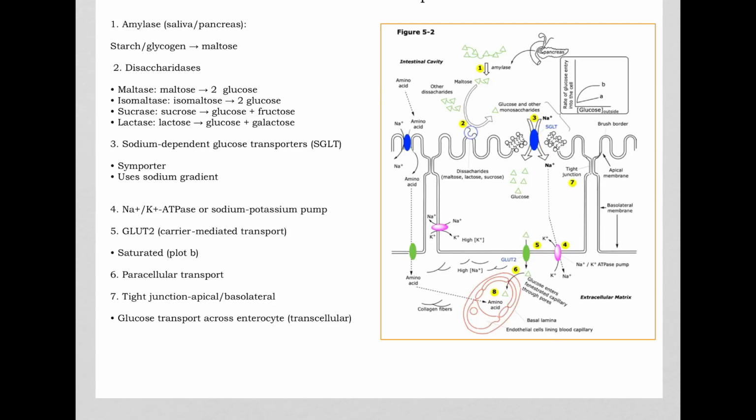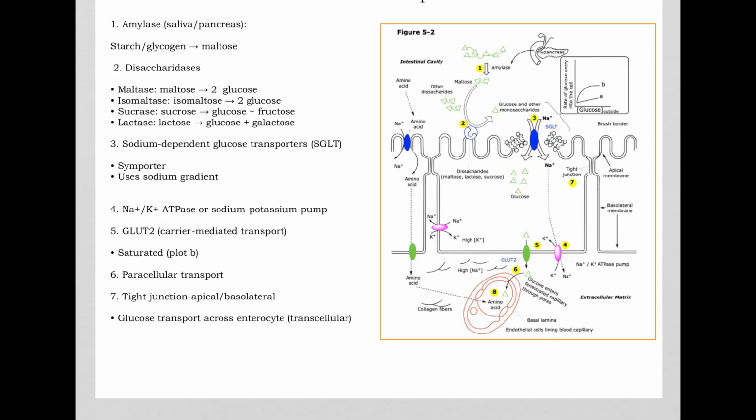Suppose we had a protein like GLUT2 on the apical membrane. We would run into a problem, because once the glucose concentration in the GI cavity is low and the glucose concentration inside the cell is high, the glucose transport would stop. But in the case of SGLT, this doesn't happen, and this protein makes sure that all the glucose in the GI cavity will be absorbed into the enterocytes.